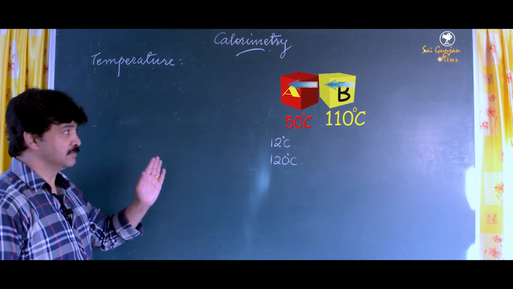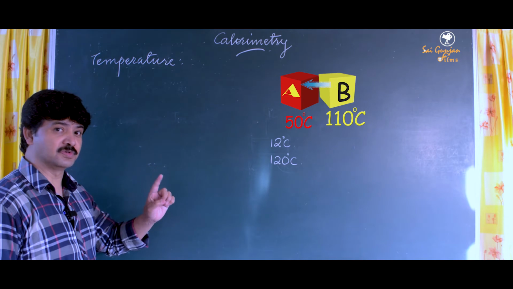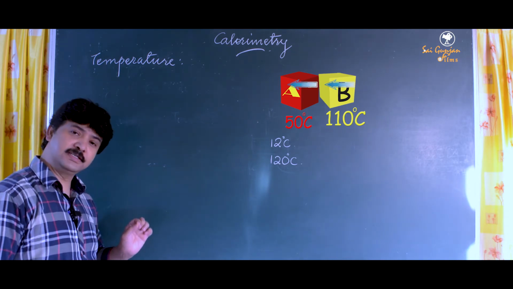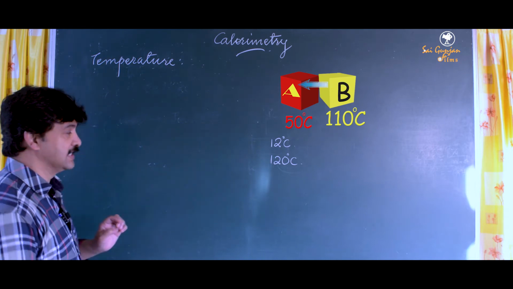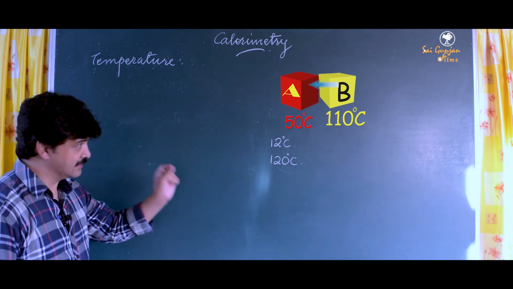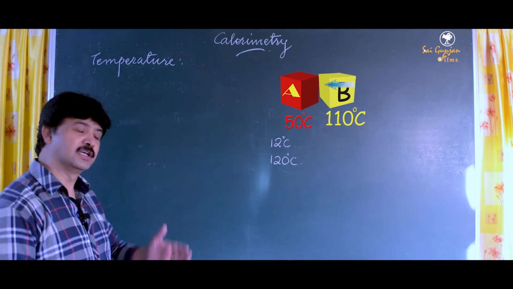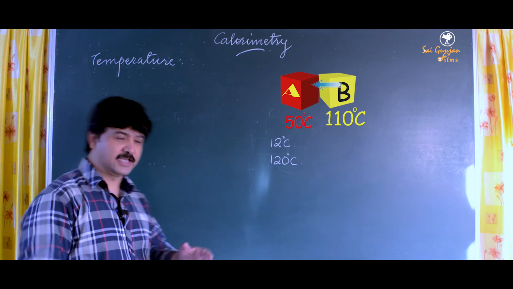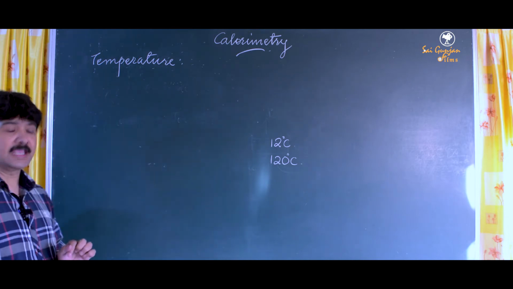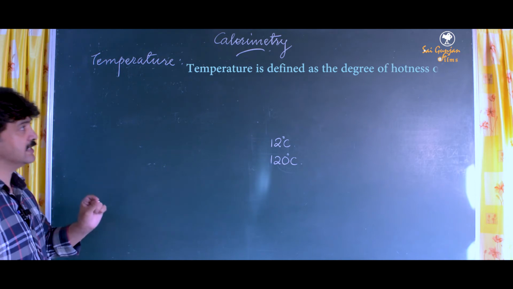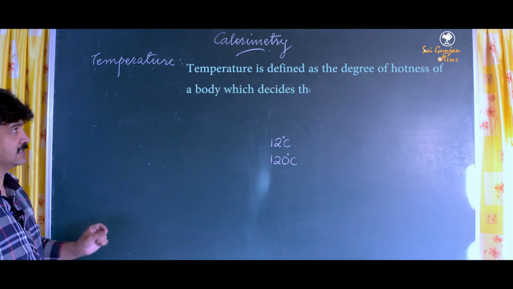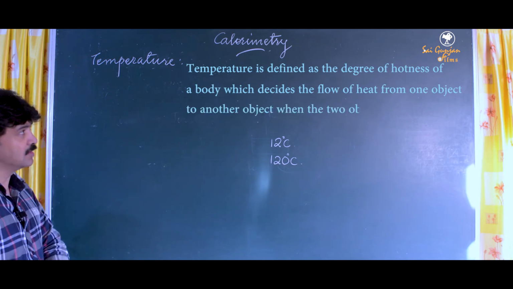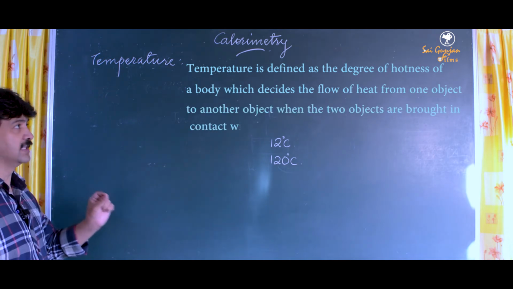Why is that so? Because heat always flows from higher value of the temperature to the lower value of the temperature, isn't it? So it is the temperature that decides the flow of heat from one object to another object. That's why we define temperature as the degree of hotness of a body which decides the flow of heat from one object to another object when the two objects are brought in contact with each other.